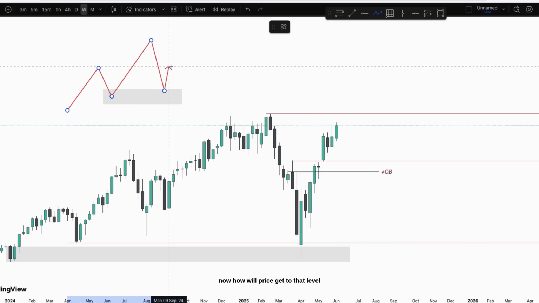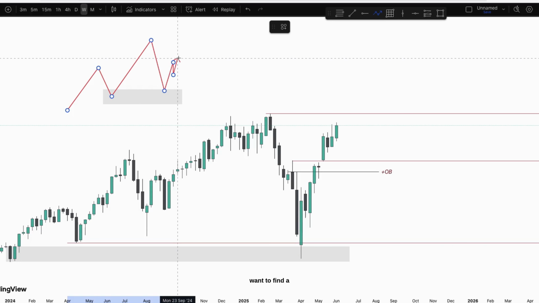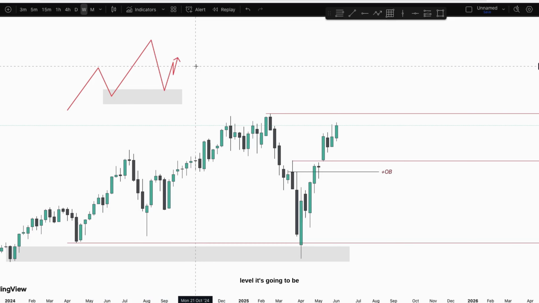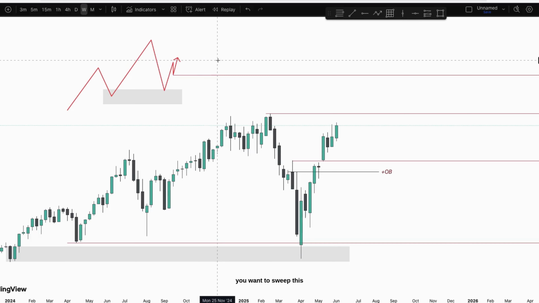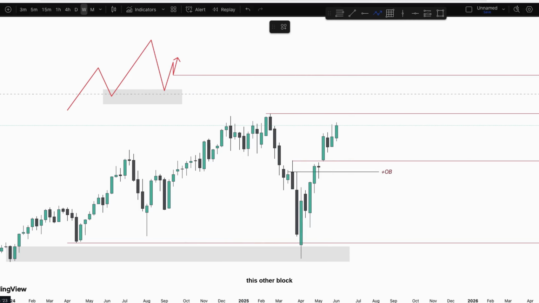Then now, how will price get to that level? This is something that I've talked about in a previous video before, but I'm going to talk about it again because this is what I want to show you on Nasdaq. So you want to find a level. It's either an order block, a fair value gap, or inducement, which is an important liquidity level that we want to trade off from, right? So it's either price wants to sweep this, okay, or it wants to come back to this order block.